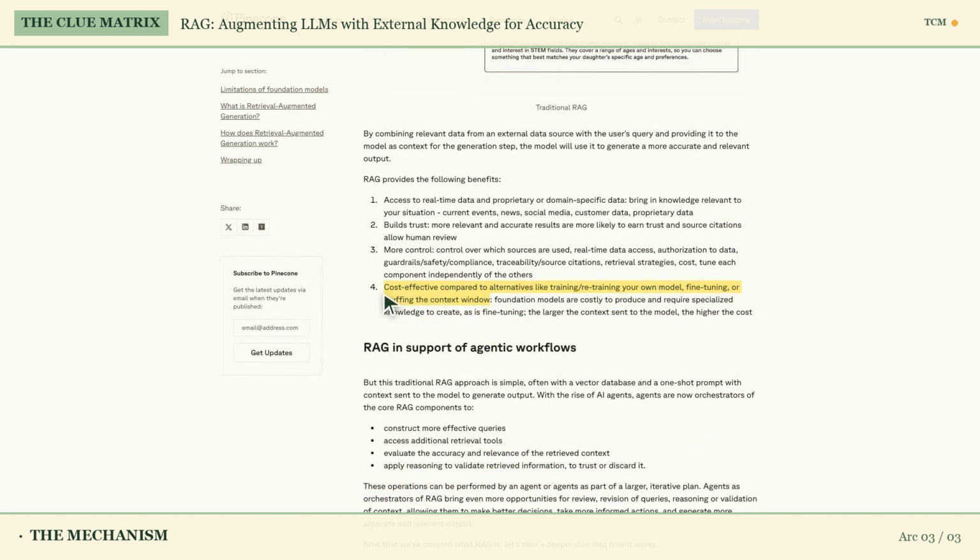One more thing that makes RAG so compelling. It's often more cost-effective compared to alternatives like repeatedly training or fine-tuning massive models. And it avoids the performance and cost pitfalls of stuffing too much raw data into a context window. So it's not just better, it's often more economical than trying to make an LLM know everything internally.